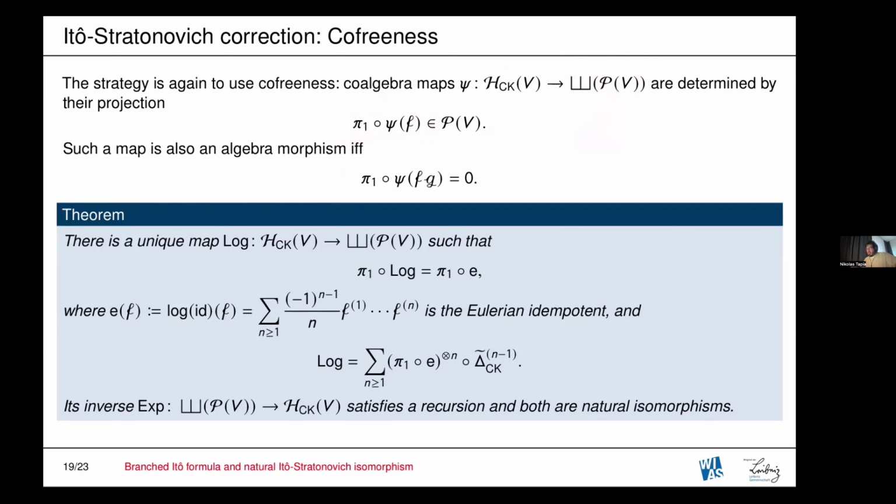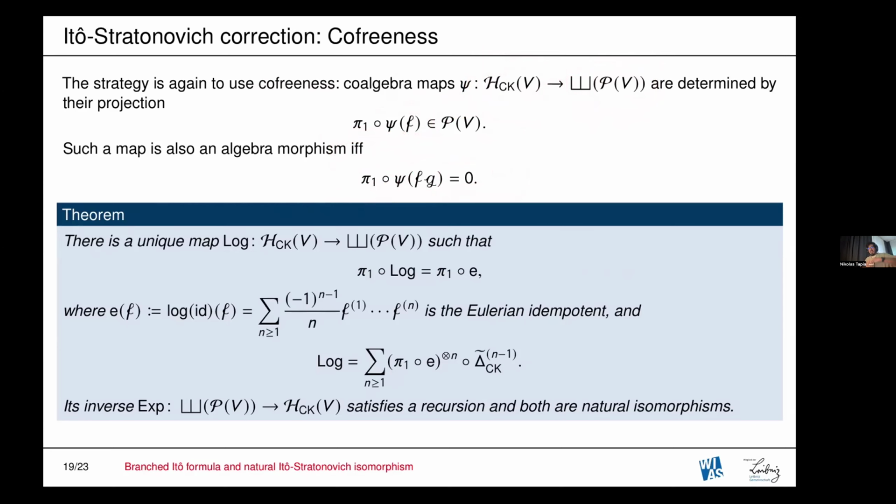So again, just to repeat, coalgebra maps from some coalgebra to a cofree coalgebra are determined by the projection onto the generators. And actually, this tells me that if I want to find a psi that is a morphism, it needs to satisfy this extra property. So here I can pick whatever I want. I can pick any map from forests to primitives. But if I want it to be also an algebra morphism, the projection of a forest product needs to be 0.